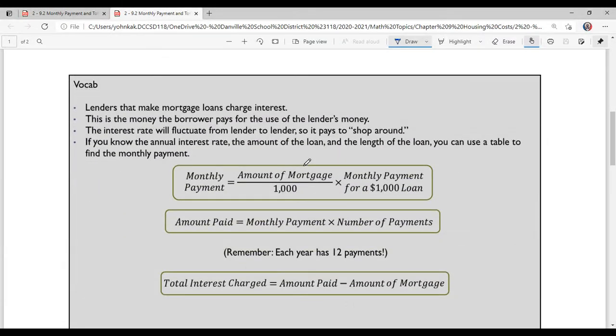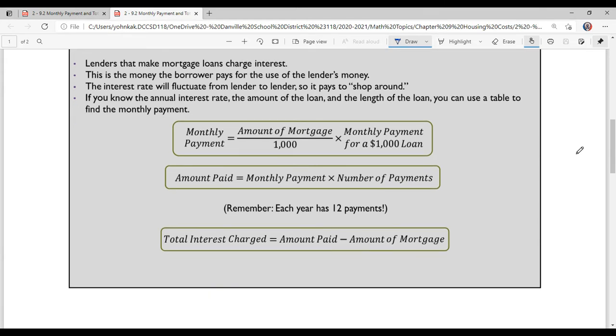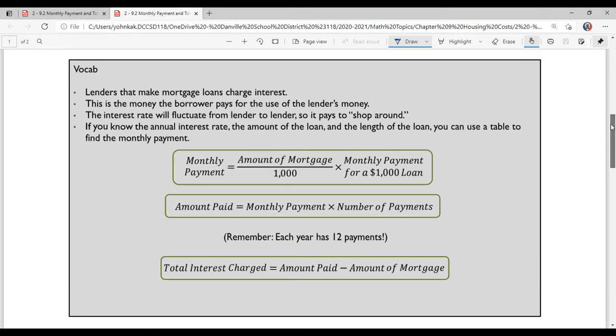Okay, so vocab. Lenders that make mortgage loans charge interest. Anytime you borrow money, they're going to charge you interest. And this is the money that the borrower pays for the use of the lender's money. This is like if your friend says, "Hey dude, can you spot me a 20?" And you're like, "Sure, but you got to give me 25 back." That $5 is your interest.